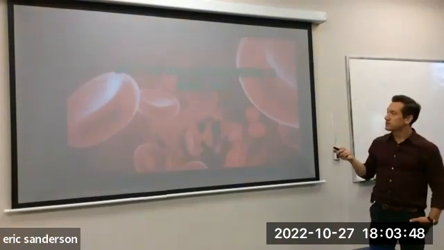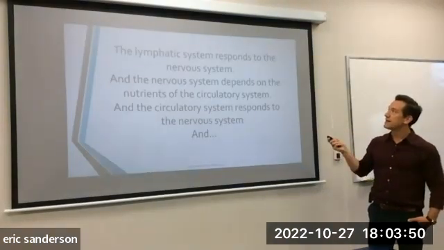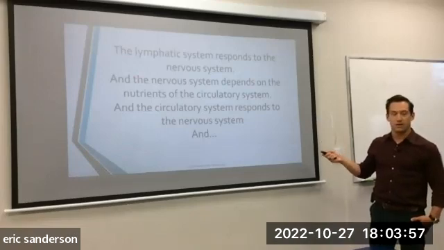But the role of the artery is absolute, but we know that the lymphatic system responds to the nervous system. The nervous system depends on the nutrients of the circulatory system, and the circulatory system responds to the nervous system, and on and on and on.